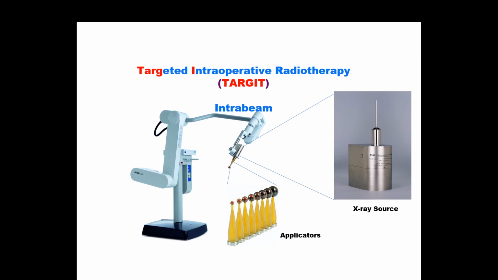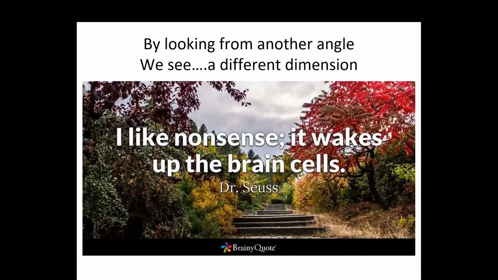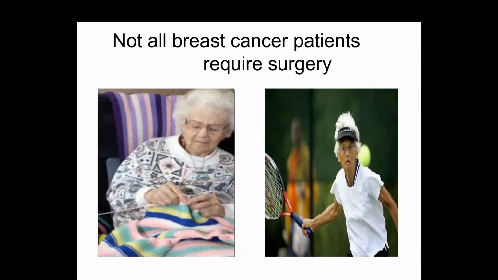So here's our target system that we work with internationally. It's a movable machine between government and private, and you can give IORT and replace a boost in our locally advanced or use it as a standalone in our early. The next thing I want to talk about is different dimensions. Maybe we shouldn't be operating on all breast cancers.